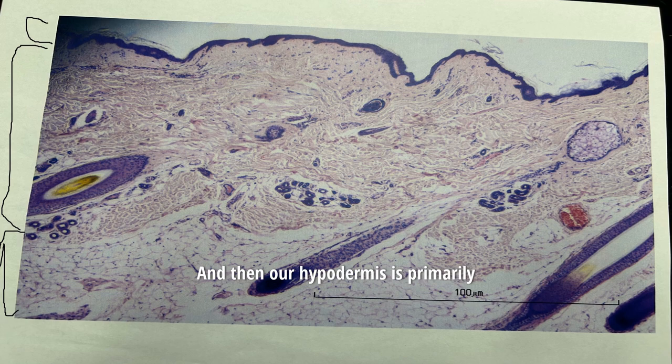Our hypodermis is primarily made out of adipose tissue and adipocytes. Adipocytes are the cells within adipose tissue. We have a hair follicle over here with the hair bulb and the hair root growing out of it. Our dermal layer is mostly made out of dense, irregular connective tissue, as you can see by the collagen going in every random direction.